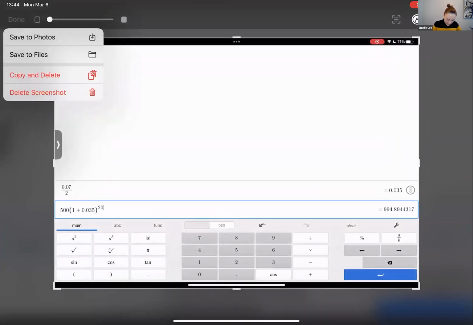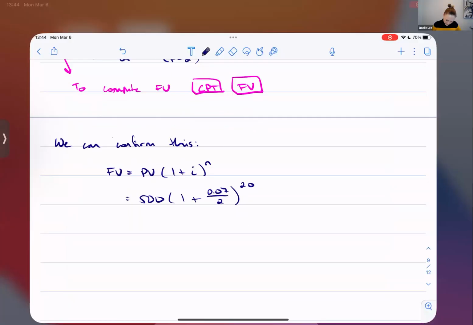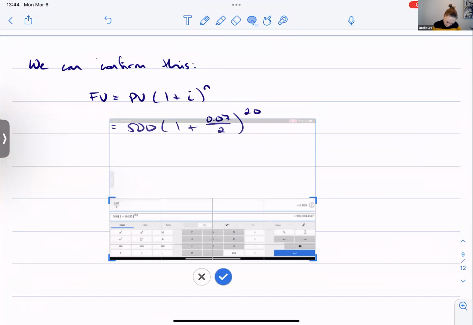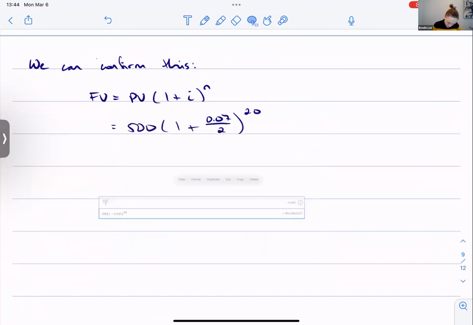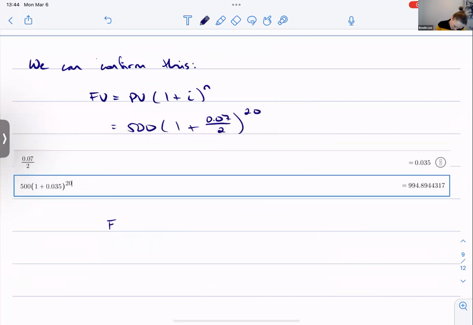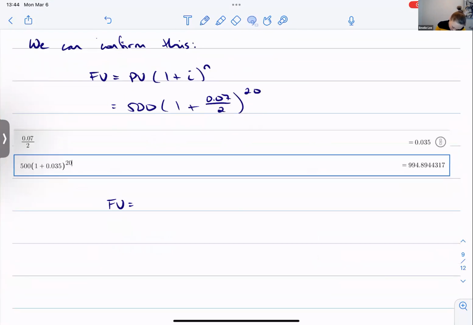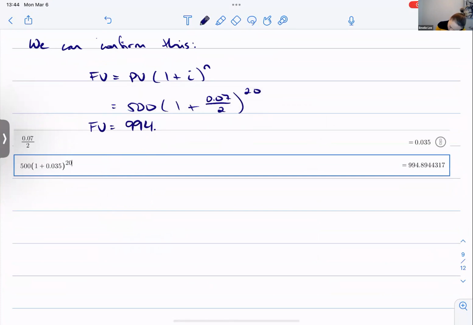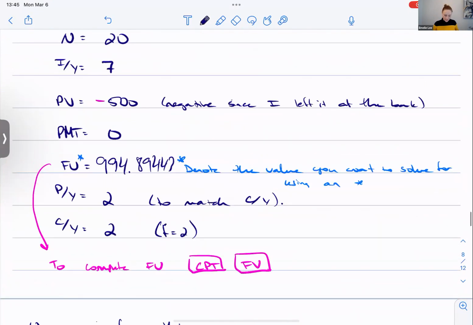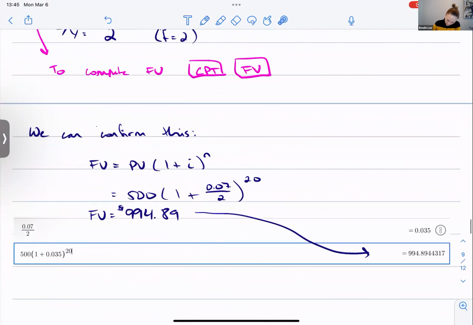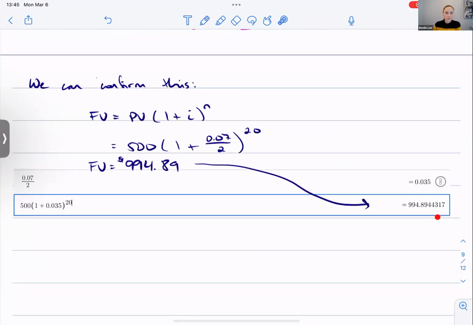Right, so same thing again. And like I said, wow, Emily, that was a lot of work for not that much reward using the calculator, right? And so here, the future value is 994.89, right? Which is the same, 994.89443, which is the same value that we found earlier, right?